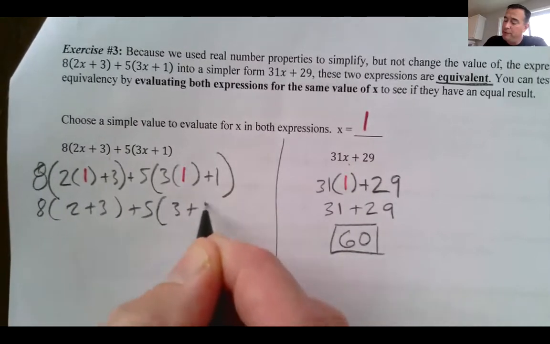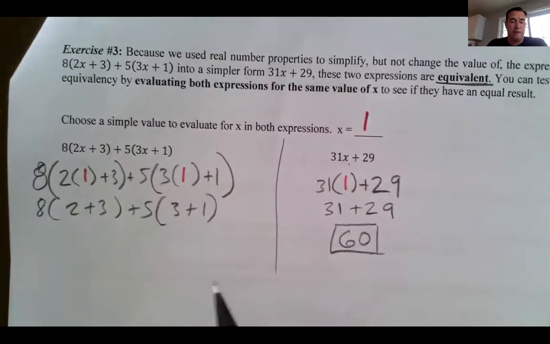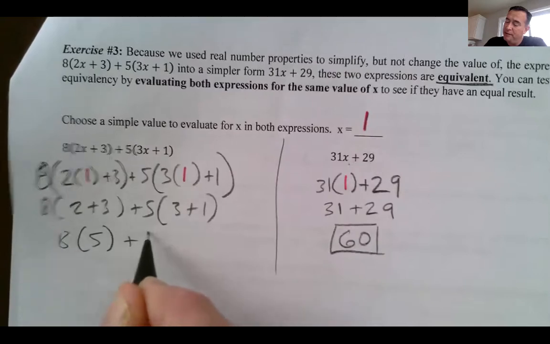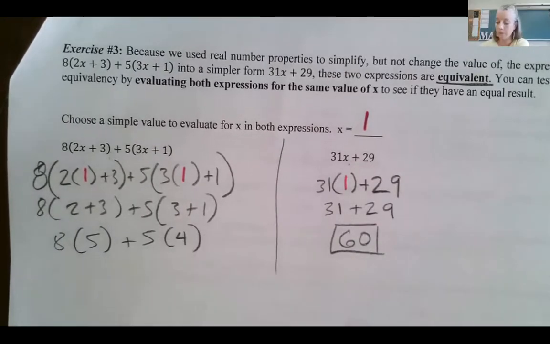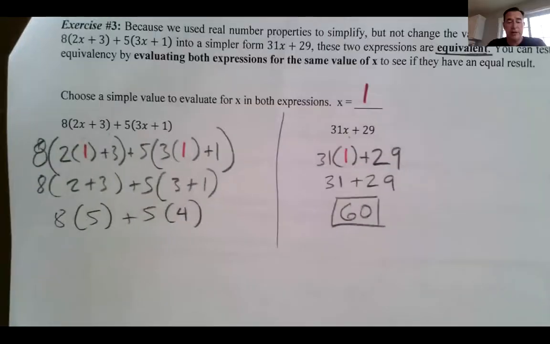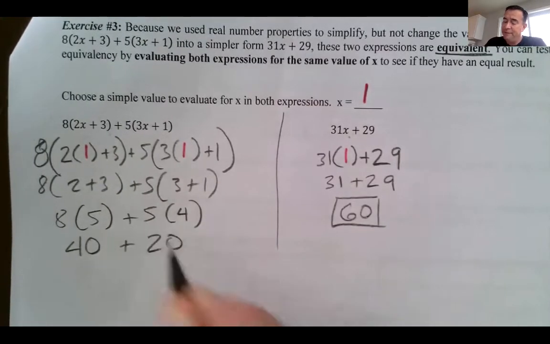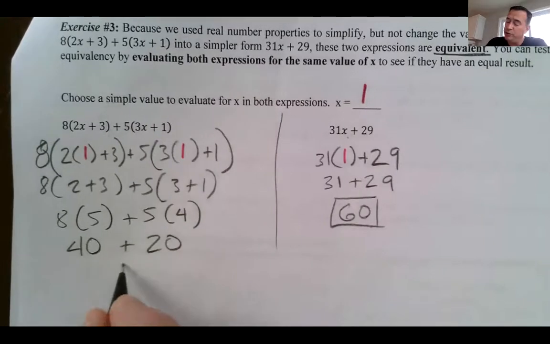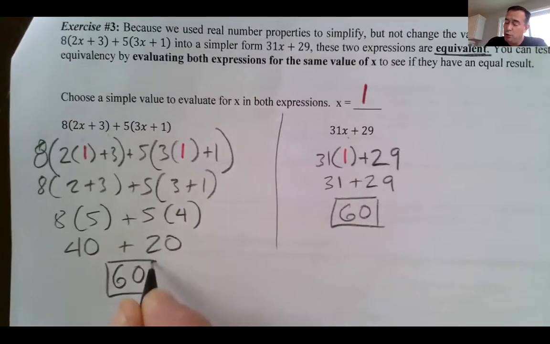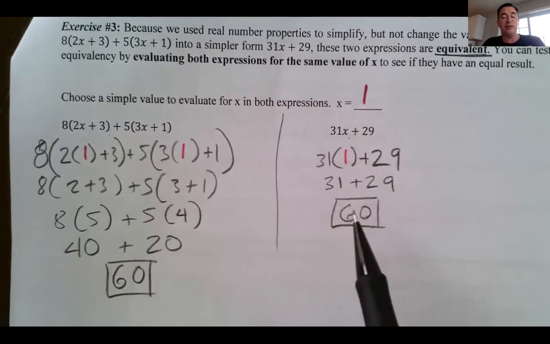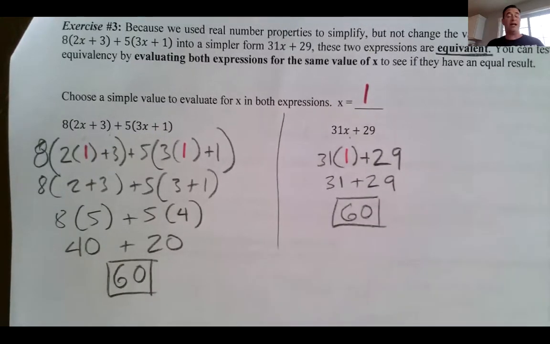So 2 times 1 is 2 plus 3. 3 times 1 is 3 plus 1. Okay, so I did the work first inside. Now I'm going to add those. This will be 8 times 5 plus 5 times 4. And now I've got to do the multiplication here. 8 times 5 is 40. 5 times 4 is 20. And 40 plus 20 is equal to 60. So we have shown that when we plug in 1 to both of those, this is equal to this. We are then saying that that is a way to show us that these are equivalent expressions.